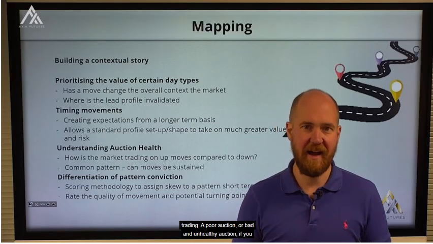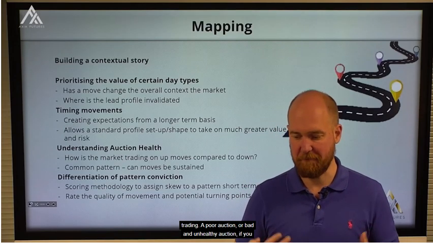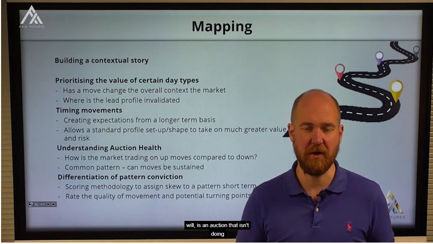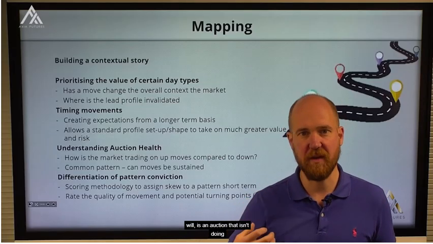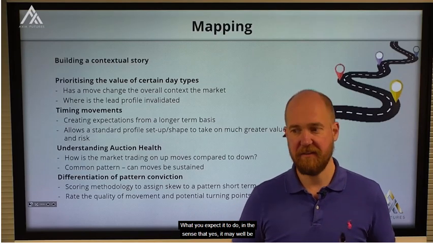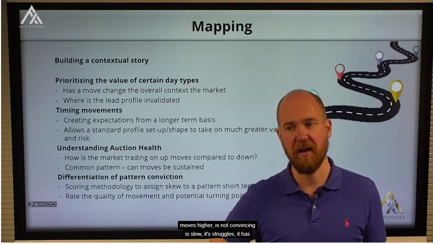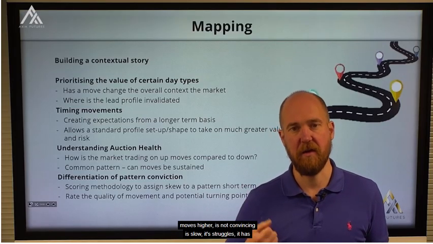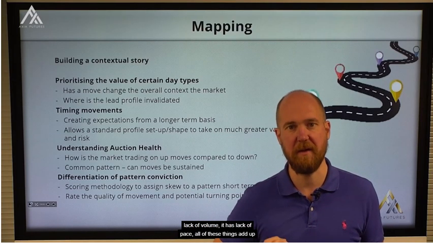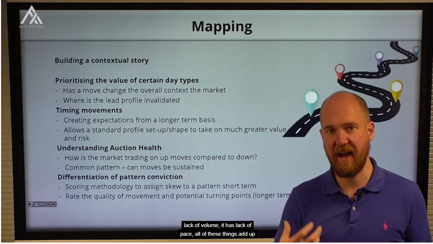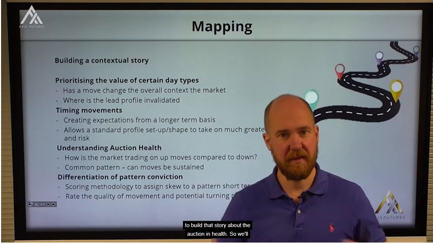A poor auction, or an unhealthy auction, if you will, is an auction that isn't doing what you expect it to. In the sense that, yes, it may well be moving higher, and that's the expectation, but the way it moves higher is not convincing. It's slow, it struggles, it has lack of volume, it has lack of pace. All of these things add up to build that story about the auctioning health.